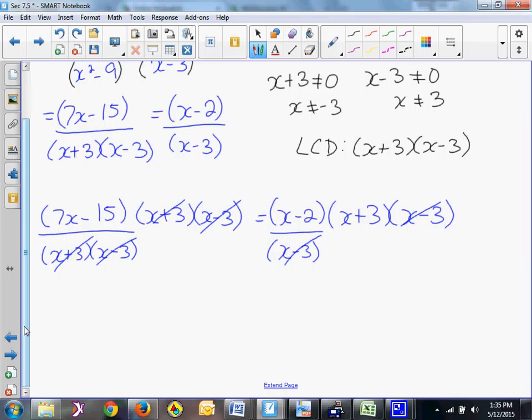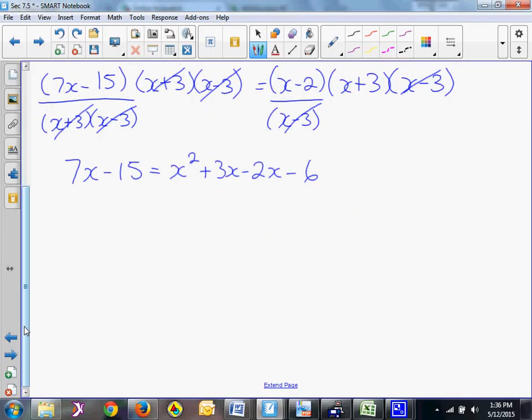The only thing left on the left side is 7x minus 15. On the right side, I have x minus 2, x plus 3. I'm going to FOIL that out, multiply it out. So when I do that, I get x squared plus 3x minus 2x minus 6. Okay, so here my x squareds don't go away, so I'm going to move everything to one side and then factor. So I'm going to subtract 7x from both sides. I'm going to add 15 to both sides.